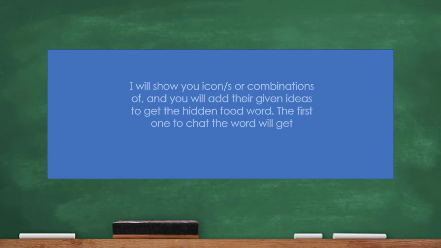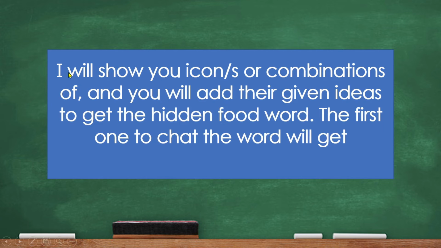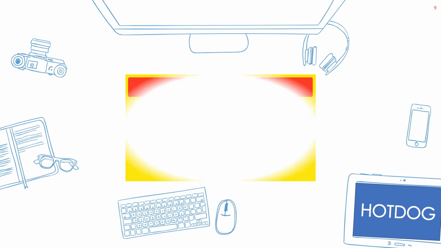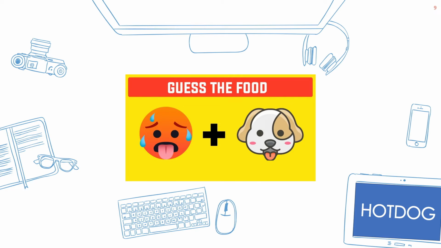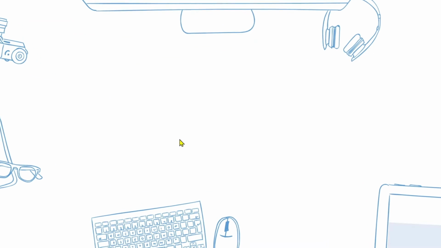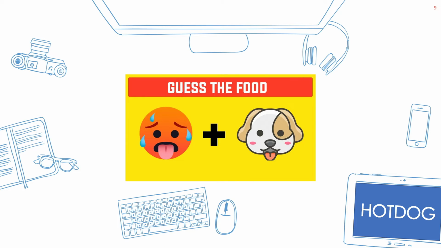I will show you icons or combinations of icons, and you will add their given ideas to get the hidden food word. The first one to chat the word will get the score for this activity. Listen as I give the example of this game. So here, the answer is hot dog. Why do you think the answer is hot dog? Correct, because in the first photo, you can see the icon representing hotness or hot, and the second photo represents a dog. Okay, that's why the answer is hot dog.